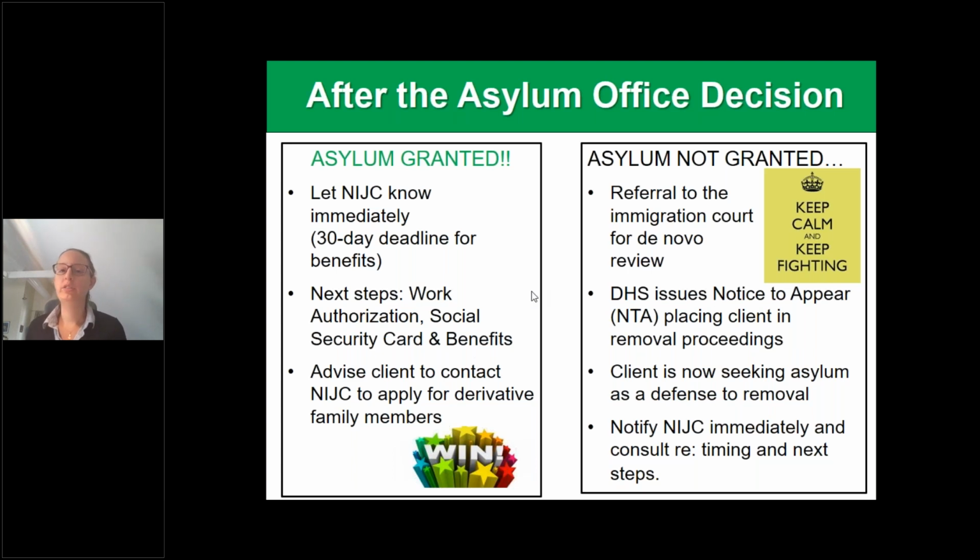If asylum isn't granted, you will get referred to the immigration court for a de novo review. While that will be disappointing for your client and for you, it's not the end of the world. You get another bite at the apple at immigration court. The Department of Homeland Security will issue a notice to appear, which places your client in removal proceedings, and your client will get to try to apply for asylum one more time in a defensive posture.